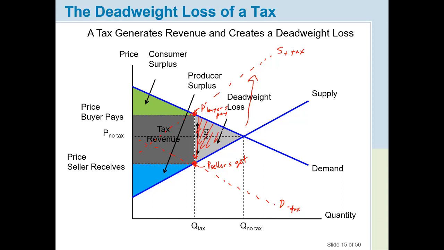This is trades that don't happen because the price is driven up above the original equilibrium and the quantity is driven below. This represents the tax revenue. Some of that's paid by buyers, some of that's paid by sellers. And then the remaining producer and consumer surplus, you'll note, is also lower. The producer and consumer surplus that remain are shrunk down because the government took a big chunk of their surplus. You can think about it as taking it out of the profits of the sellers or out of the net gain of the buyers.